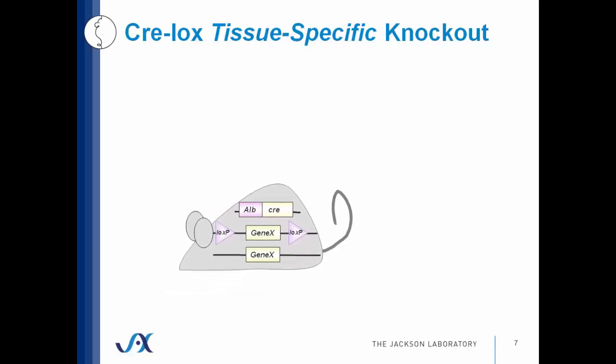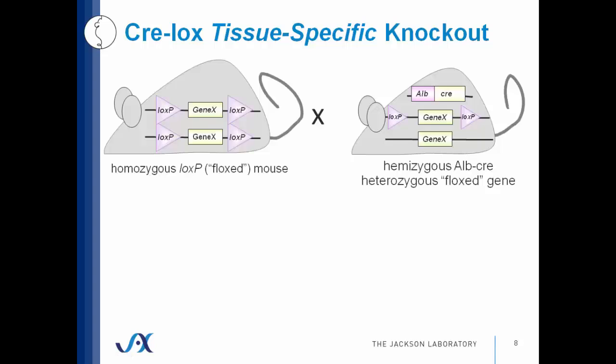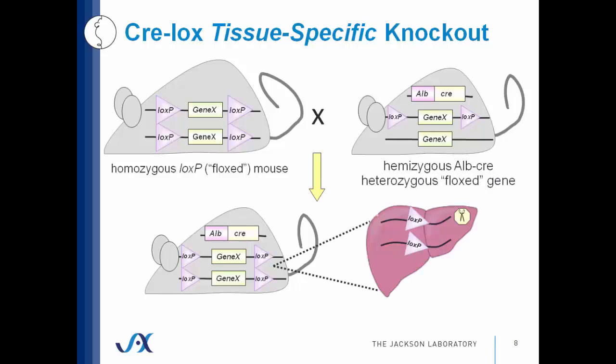So you take that same mouse that's heterozygous for the LoxP-flanked allele carrying the Cre, and then you'll mate that mouse back to your homozygous LoxP-flanked mice, and from that cross you will generate mice that are homozygous floxed and carry the Cre. And then in those mice, the Cre is expressed in the liver, can delete both copies of your gene, thereby creating your liver-specific or tissue-specific knockout. What you expect from that cross is that 25% of the mice you generate will be homozygous for your floxed allele and carry the Cre.